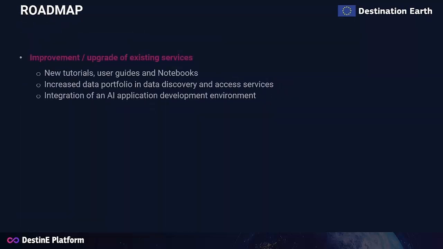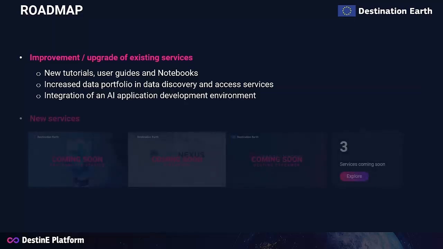The next steps for the DestinE platform will involve, amongst other activities and besides the definition of the user access policy, a series of improvement activities on the existing services, also to include new documentation, an increased data portfolio, and the integration of an artificial intelligence application development environment.